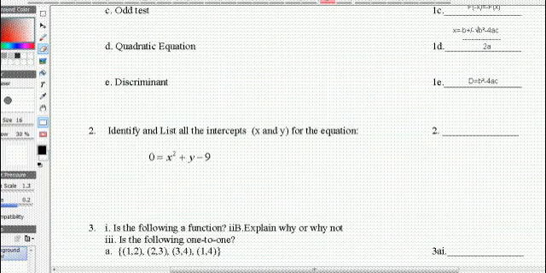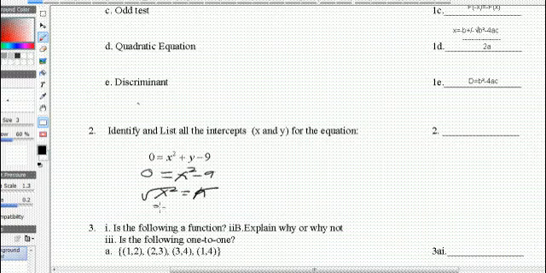Identify and list all intercepts. There are 2 types of intercepts. You know that for the x-intercept, y equals 0. So all you have to do is come over here, and where it says y, you let y equals 0, so that gives you 0 equals x squared minus 9. X squared equals 9. Take the square root, x equals plus or minus 3.